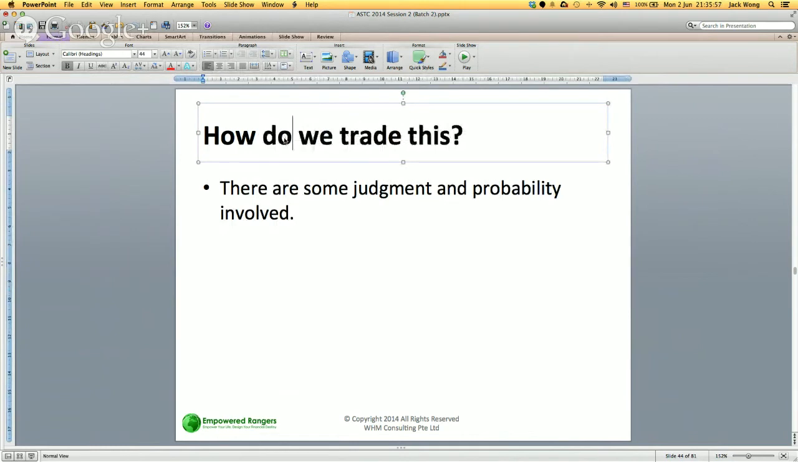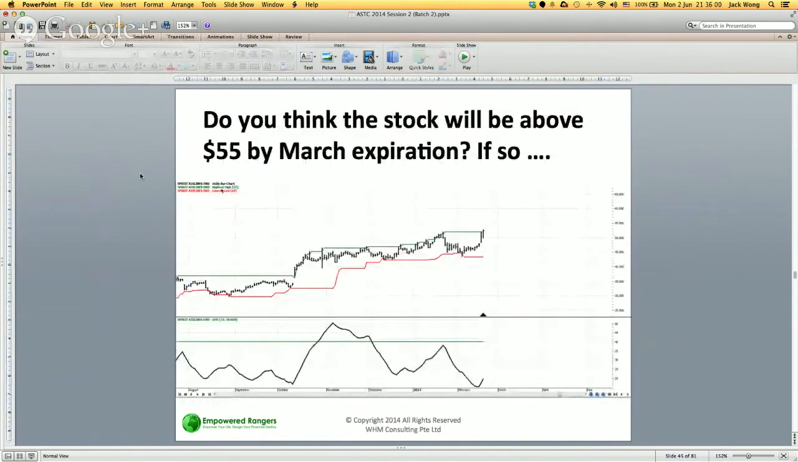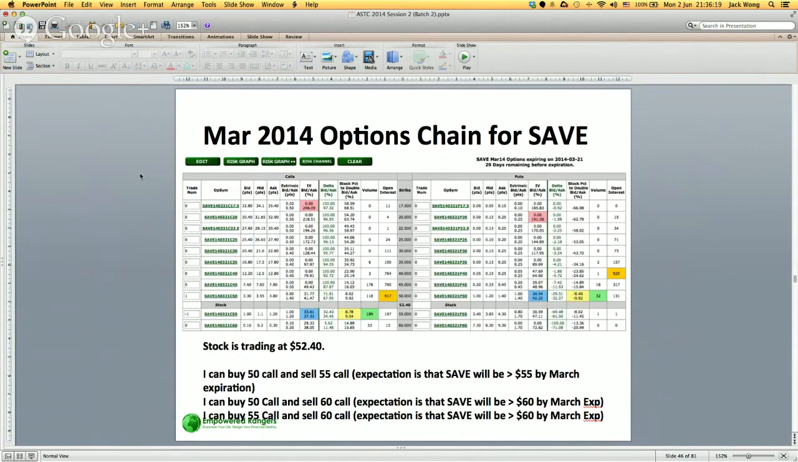There is some judgment and probability, I must say, involved. So, the question I asked going back to the 21st of March is, do you believe that the stock will be about $55 by March expiration? Do you believe? So how do I prove that? Well, if you look at the March option chain for SAFE, there are 3 things I can do.